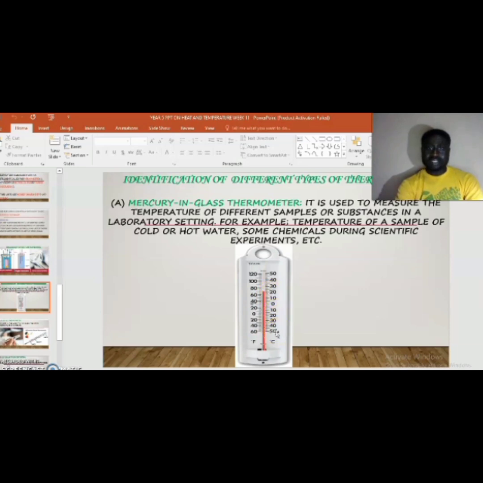Celsius. And this particular thermometer is used to measure the temperature of different samples or substances in a laboratory setting. For example, when you want to measure the temperature of cold or hot water, or even some chemicals in the laboratory for experiments, you just dip the sensor into the sample a bit, then you allow the mercury to rise, and anywhere it stops, you take your temperature reading. Okay, having said that, I go to the next one.